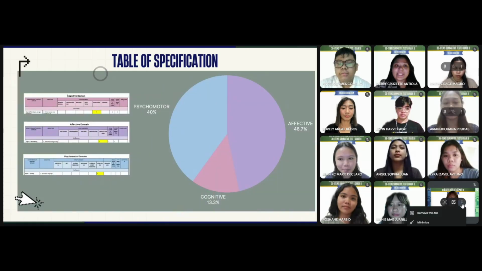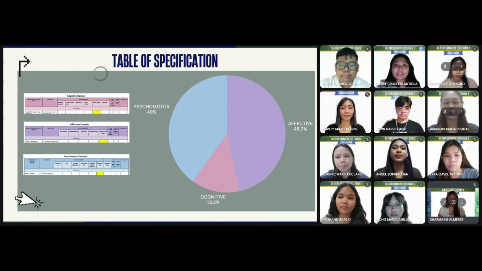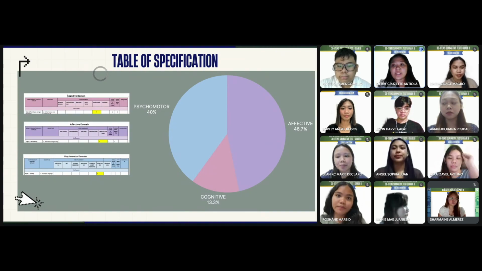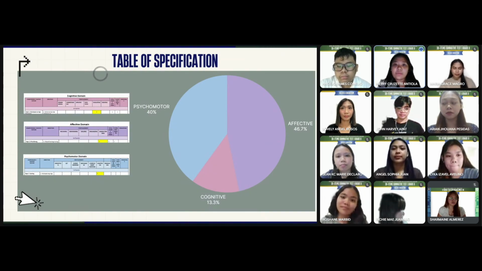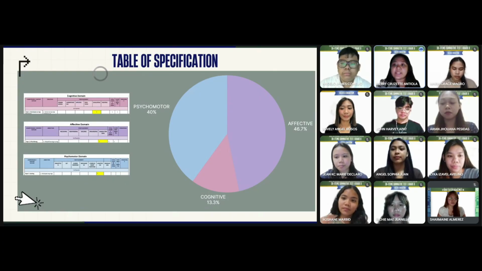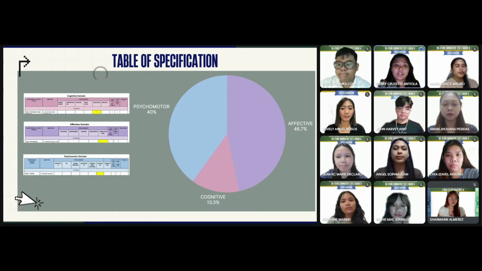Next slide, please. For the item distribution, this highlights the focus across the 3 learning domains. The affective domain has 14 items, the highest number, because assessing attitudes and values requires multiple scenarios to capture consistency. The cognitive domain has only 4 items, which is enough for the basic knowledge and understanding needed in this area. Meanwhile, the psychomotor domain has 12 items, reflecting the importance of hands-on skills and the need to evaluate accuracy and technique through several performance-based tasks. Overall, this distribution provides balanced coverage of attitudes, knowledge, and skills.